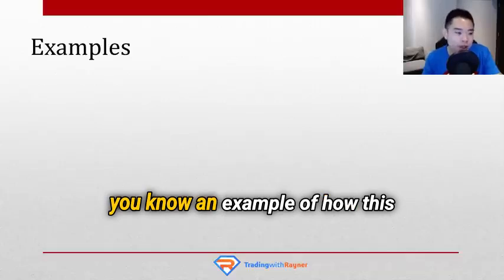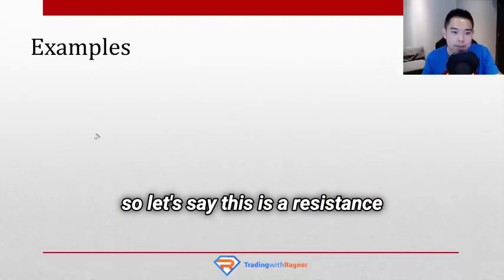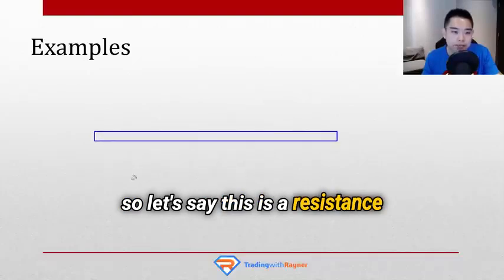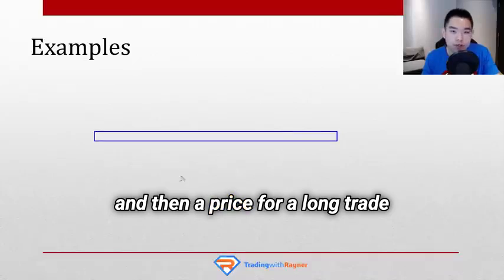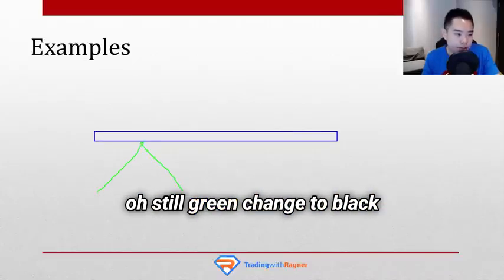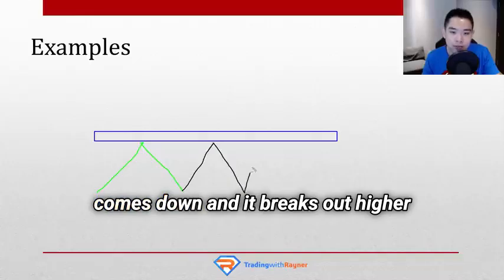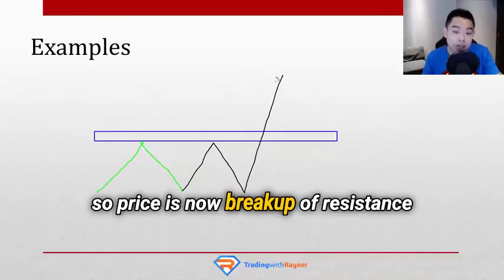an example of how this actually looks like on your charts. So let me just illustrate this. So let's say this is resistance, and then price for a long trade, right? The price goes up, comes down, still green, change to black. Okay, ta-da! Okay, goes up, comes down, and then it breaks out higher. So price has now broken up of resistance.